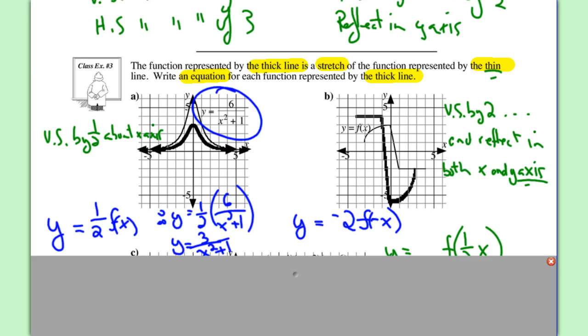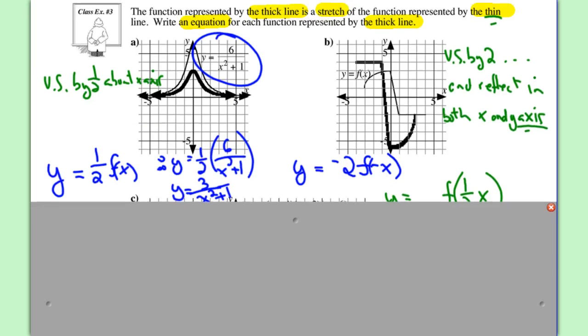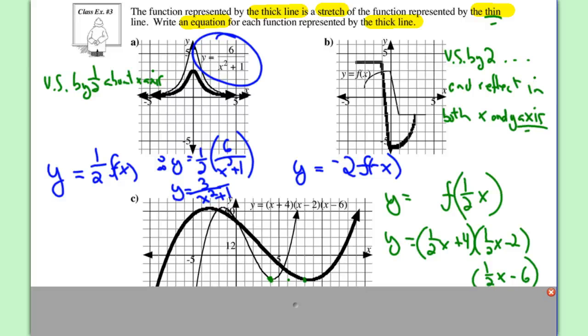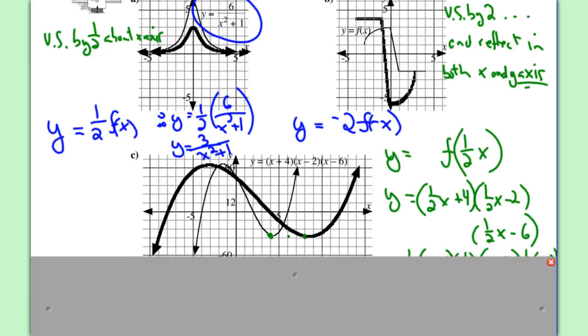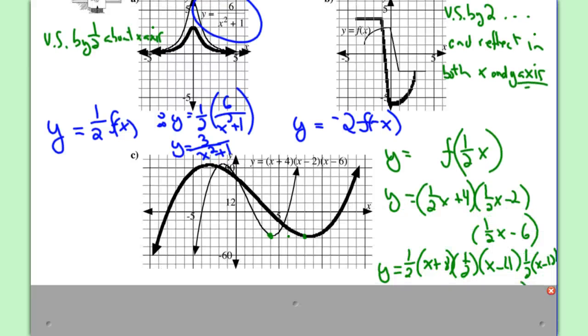All right. For the second one, we can't really write anything because it doesn't have an actual equation for that picture. It's just a picture. And lastly, in C, we got this funky little polynomial graph that we'll talk about later. It does have an equation, but first off, what has happened to it?